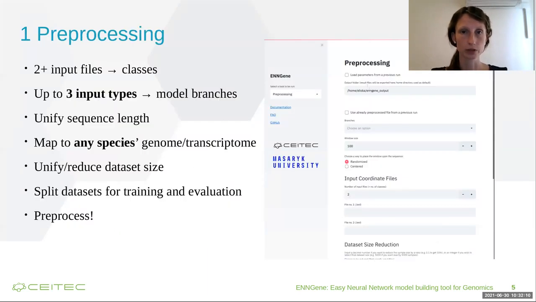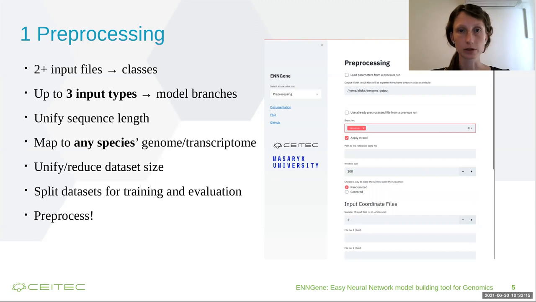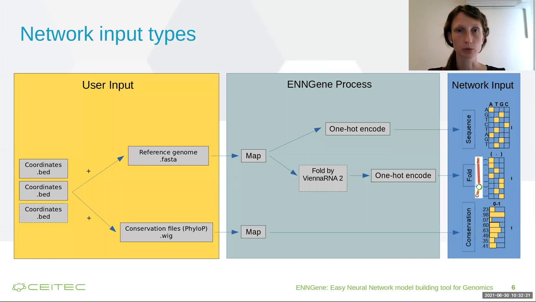So in the first module, the given coordinates are mapped to the provided reference genome file. From the original input coordinates, we can obtain up to 3 different input types. The first one is a pure DNA or RNA sequence that is later on one-hot encoded, or the mapped sequence can be folded, or the secondary structure can be predicted by the Vienna RNA2 package, and this is also later on one-hot encoded. The last option is that the input coordinates are mapped to the provided conservation phyloP files, and this way we obtain the evolutionary conservation score.